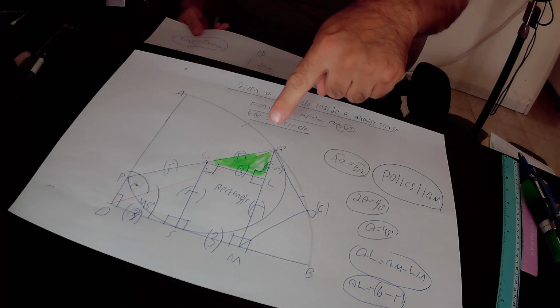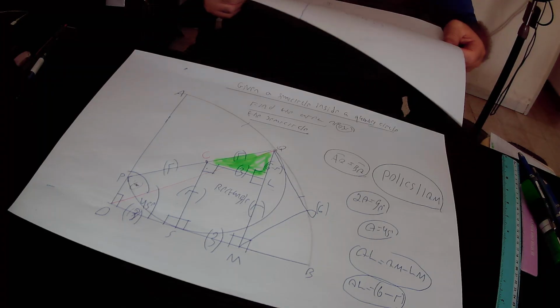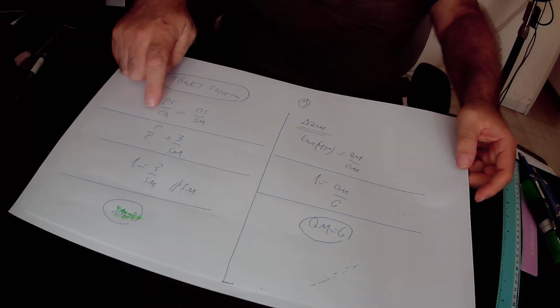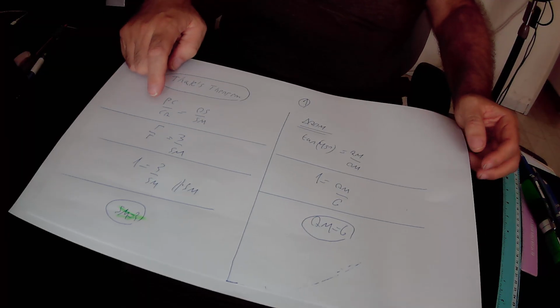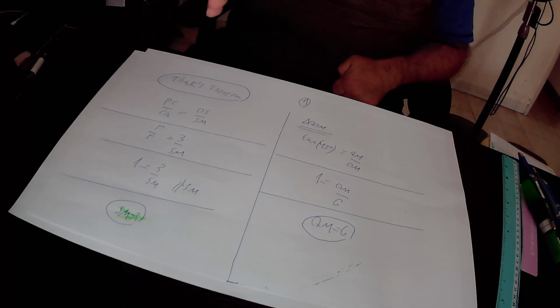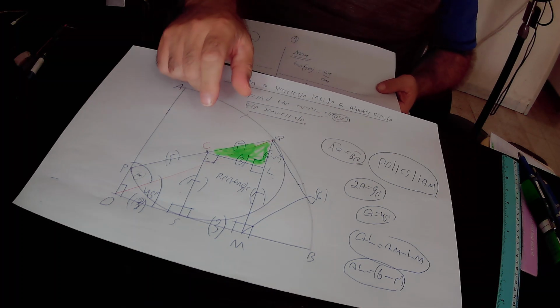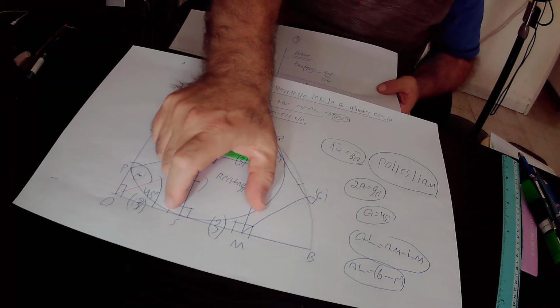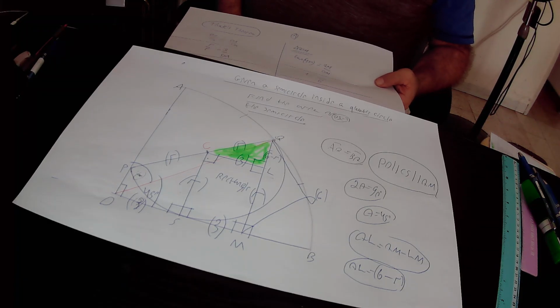PC is R, CQ is R, OS is 3, over SM. R over R is 1, so 1 equals 3 over SM. Here we multiply this equation by SM, and find out that SM equals 3 units.